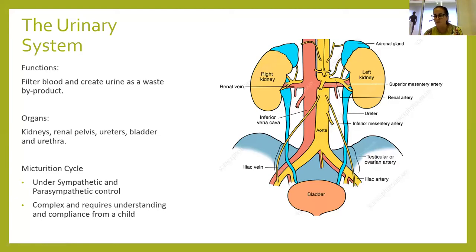The micturition cycle is basically the cycle that creates the wee and allows us to get rid of these waste products. It's under sympathetic and parasympathetic control. Basically, your nervous system tells you that you need to wee, and you have a constant conscious decision whether you're going to wee or not. It's complex, and it requires quite a bit of understanding and compliance from a child for them to understand what is going on with their little bodies, how they can go to the toilet, and what they need to understand in order to do so.